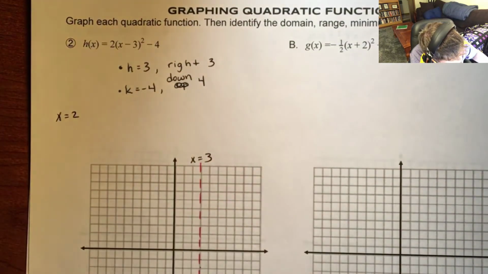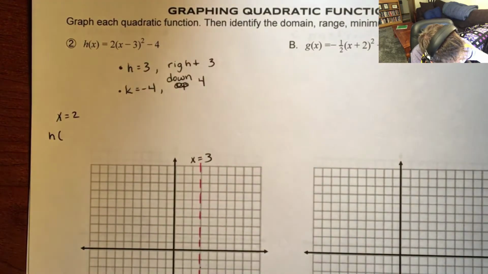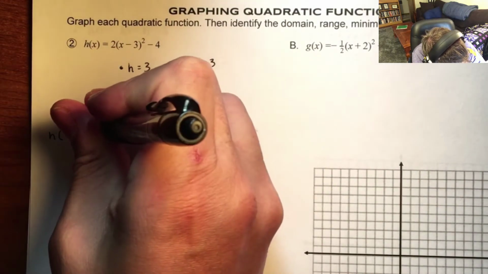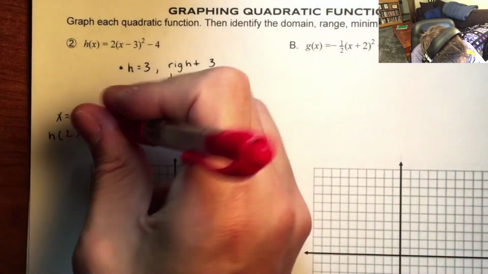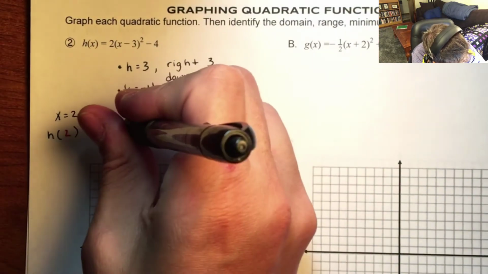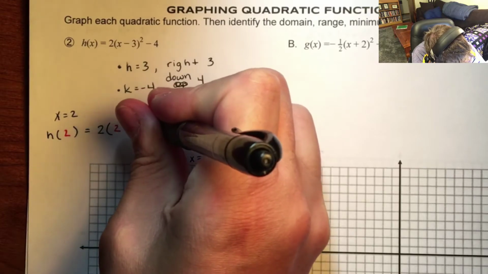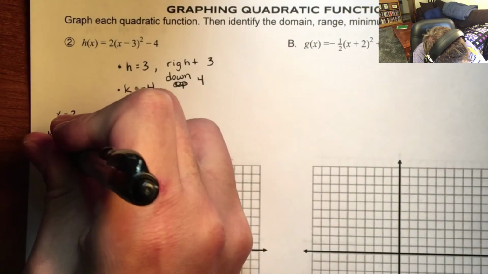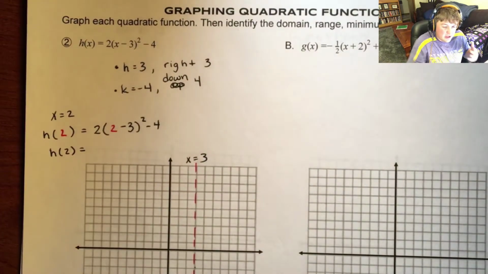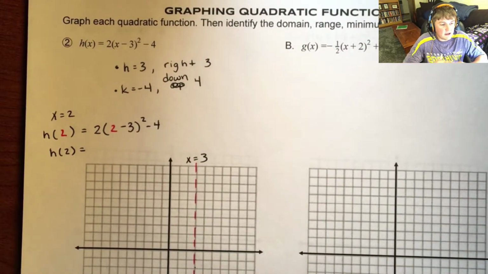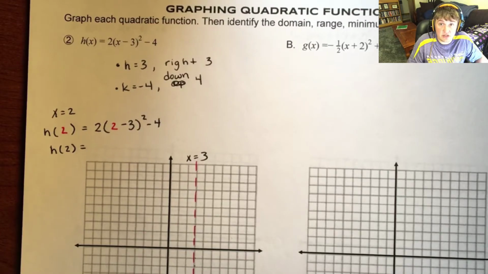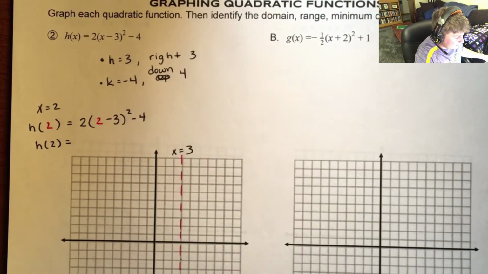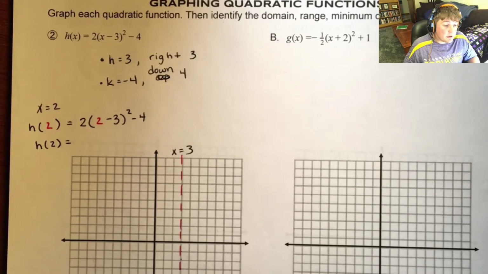Okay, when x is equal to 2, that means I want h of 2, which is equal to 2 times (2 minus 3) squared minus 4. So that means h of 2 is equal to... Now, here's the thing with me. If you want to be able to do this by hand, feel free. I'm actually just going to show you how to use the calculator to get this, so there's less work for you to do, kind of under the assumption that evaluating an expression like this is something we should know how to do at this point.